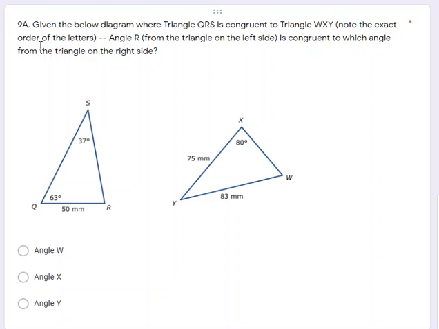Question 9. A. Given the below diagram, triangle QRS is congruent to triangle WXY. Note the exact order of the letters. QRS, WXY. Angle R is congruent to which angle in this triangle? Is angle R congruent to angle W, angle X, or angle Y?